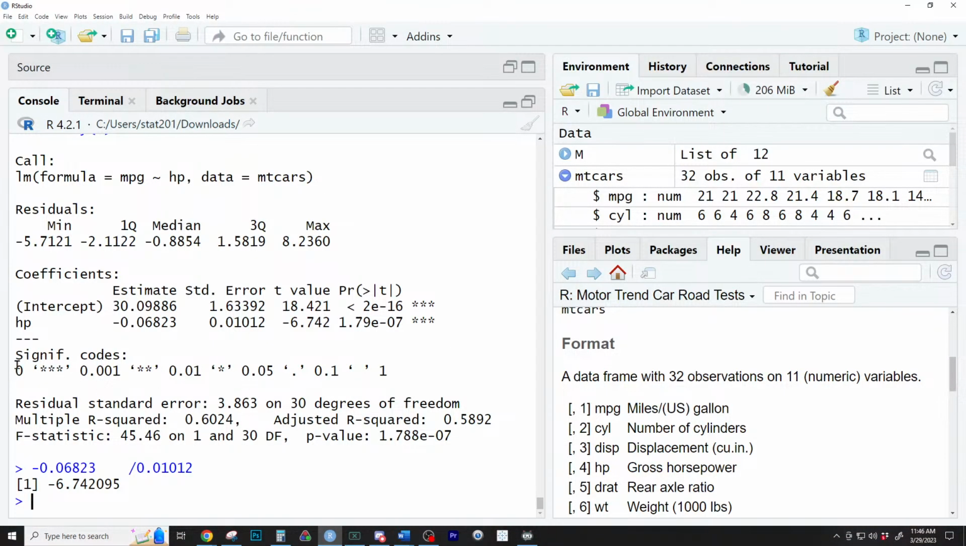Down here, we have the significance codes to tell us the p-values are statistically significant, that they're basically 0. It's between 0 and 0.0001, but these are very, very small p-values.